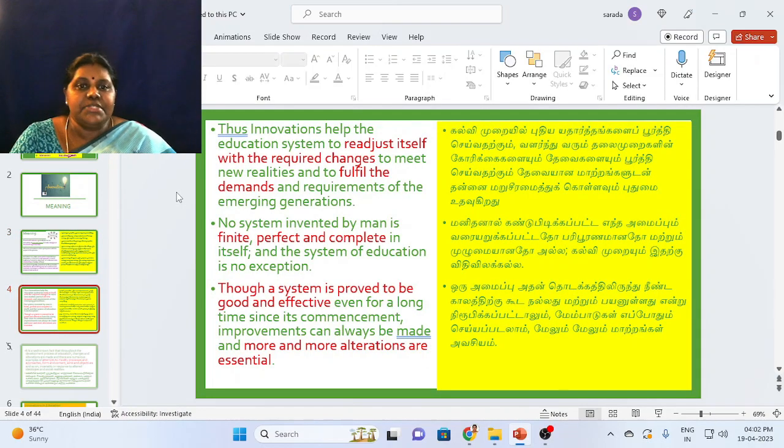Thus, innovation helps the education system to readjust itself with the required changes to meet new realities and to fulfill the demands and requirements of the emerging generation. No system invented by man is finite, perfect and complete in itself, and the system of education is no exception. Though a system has proved to be good and effective, even for a long time since its commencement, improvement can always be made and more alterations are essential.